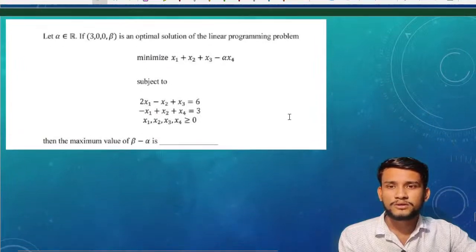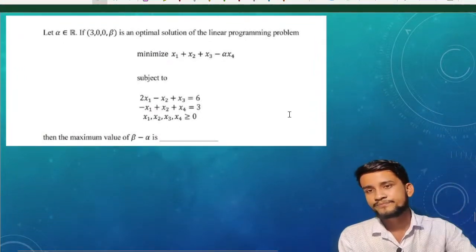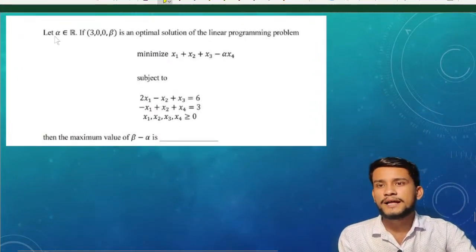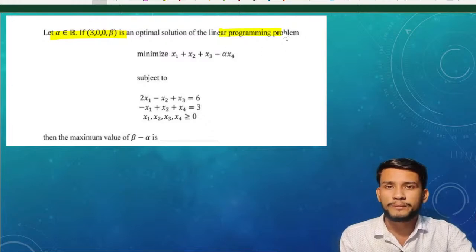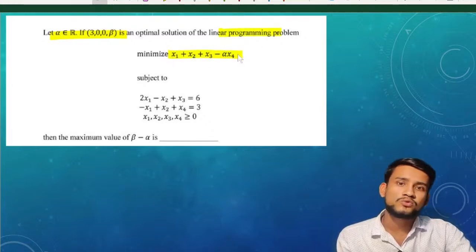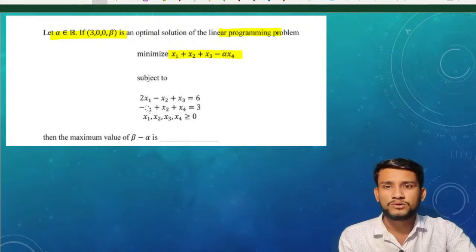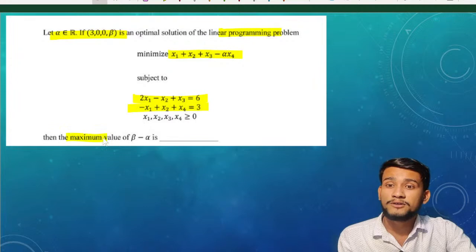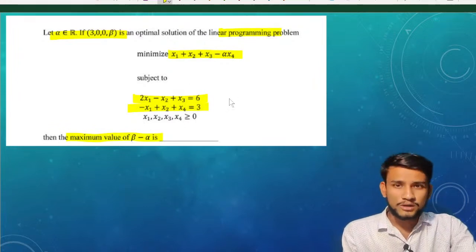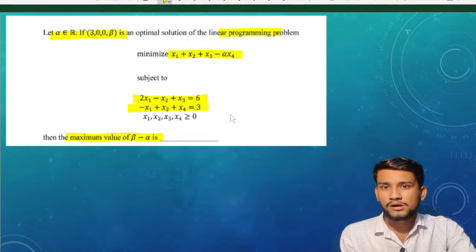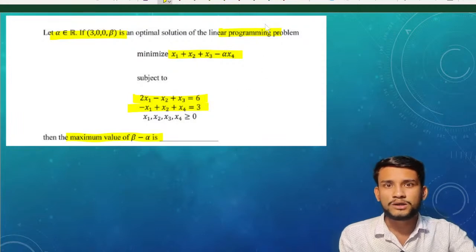Okay, the next question says: let alpha be an optimal solution of the linear programming problem, maximize x1 plus x2 plus x3 minus alpha x4, subject to the constraints. There are two constraints. Then the maximum value of beta minus alpha is. Now in this problem, is duality needed or not? I think duality is also needed.